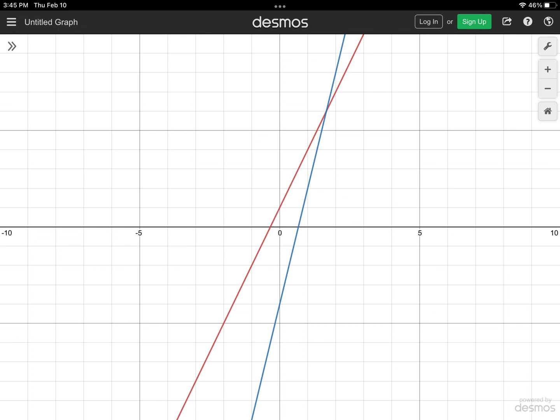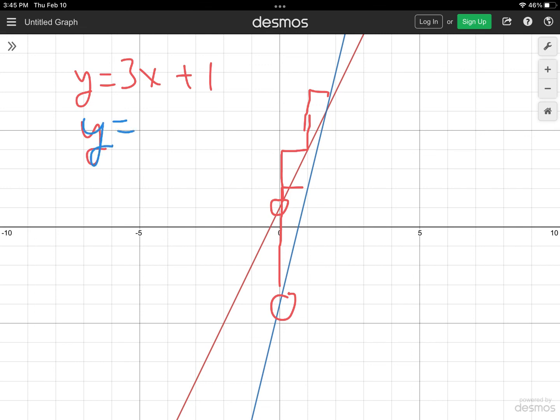So we can kind of get this. We can see the red equation has a y-intercept of 1, and then it has a slope of up 3 over 1, up 3 over 1. So we know it's y equals 3x plus 1 because of the y-intercept. And the blue line has a y-intercept of what? Negative 4. And it has a slope of, let's see, up 1, 2, 3, 4, 5, 6 over 1. So the blue line is 6x minus 4, right?